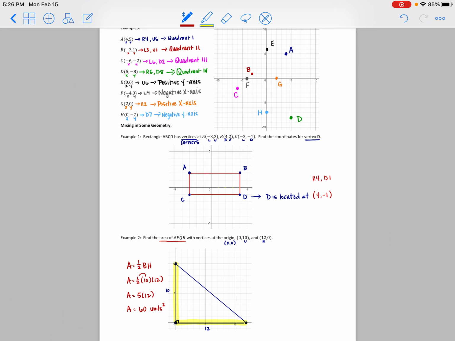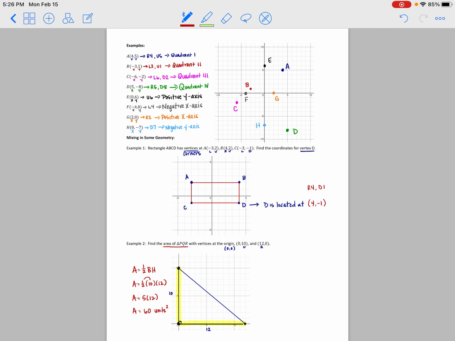All right, so hopefully you have enough to plot points and know the location of coordinates on a Cartesian coordinate plane. But as always, if you need some extra help, then just reach out.